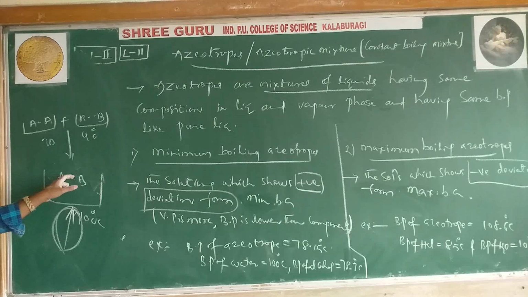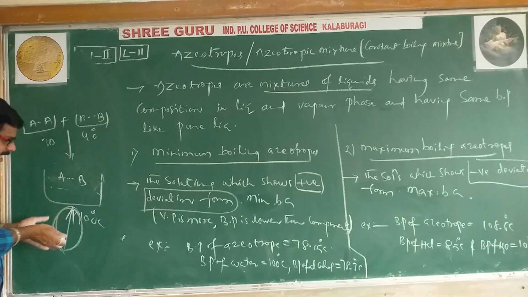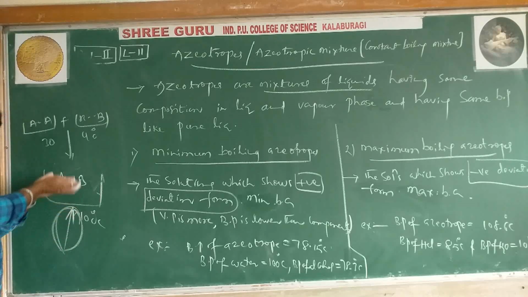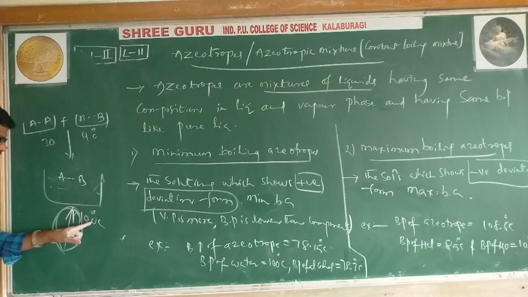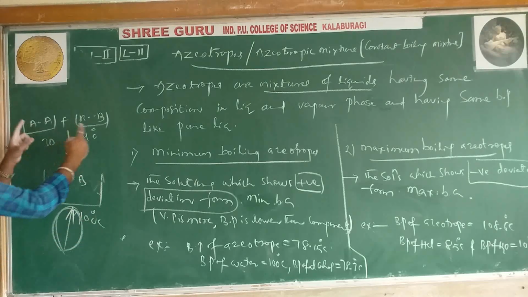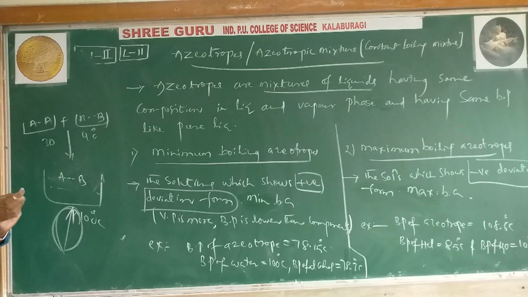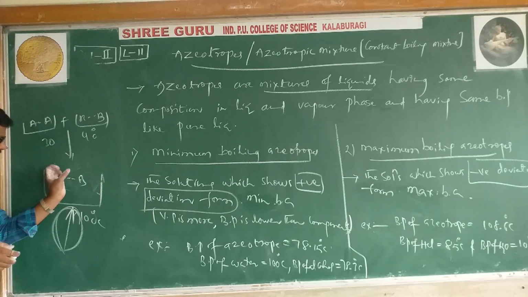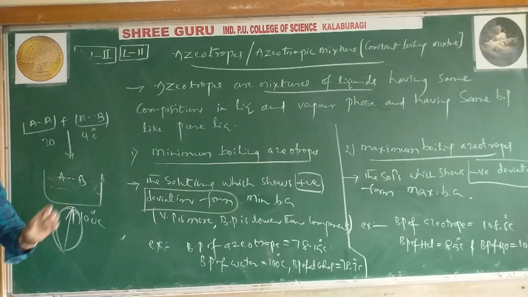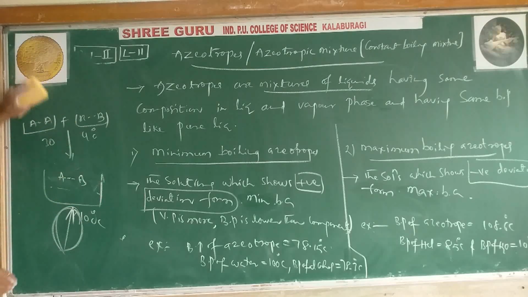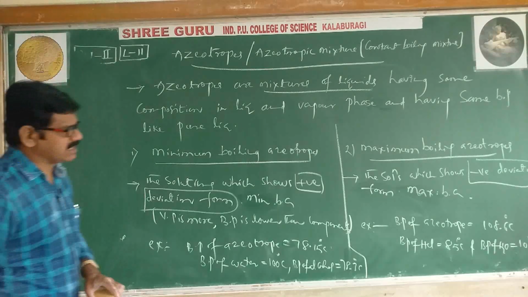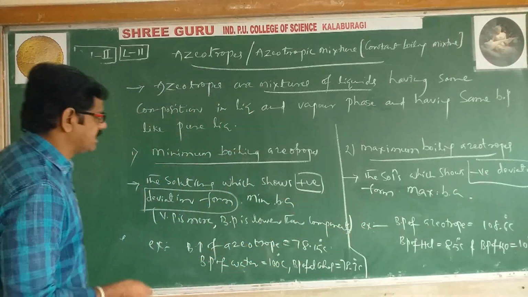Here between A and B, strong attraction forces are there. To overcome those strong attraction forces, we have to supply more energy. That's why it is a maximum boiling azeotropic mixture. The mixture boiling point is more than the pure components. Why? Because their attraction forces are strong. Here also an example is given. Which example? HCl and H2O.